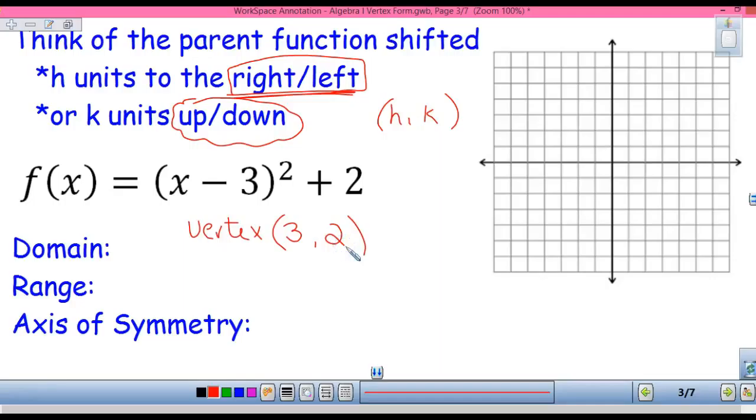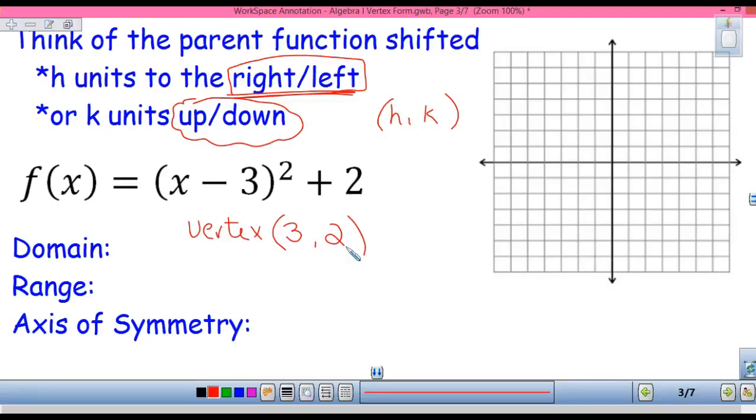Okay, so from my parent function, what was my vertex of my parent function? No, what was my vertex of my parent function? 0, 0. Yep. Okay, anytime you talk about any parent function, its starting point is going to be 0, 0. Okay, so our starting point 0, 0. Yes, ma'am?